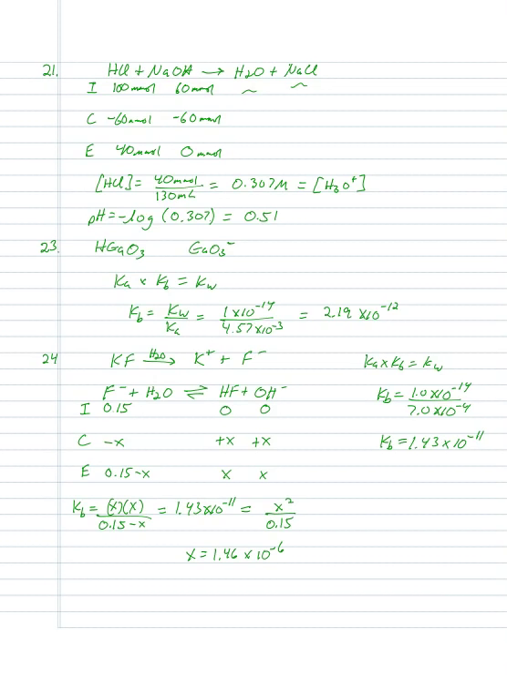Again, we look back at our ICE box and we see, what does X equal? X is equal to the concentration of OH minus here. So we need to calculate a pOH by taking the negative log of that, and we get a pOH of 5.83. We end up with a pH by subtracting that from 14, and we get 8.17, which we would expect to be basic because we have a conjugate base, F minus, in solution.